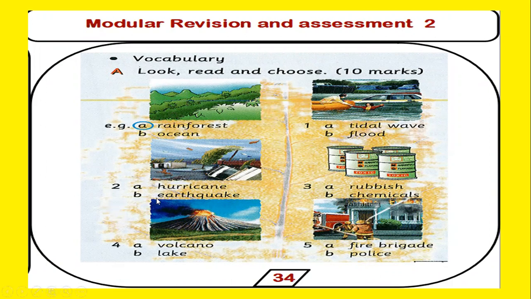Number 2, hurricane or earthquake. This is a hurricane. We can see the strong wind, so it's a hurricane, not an earthquake. Number 3, rubbish or chemicals. We can see the barrels, and this is the word toxic, so these are chemicals. Number 4, volcano or lake. This is a volcano. And number 5, a fire brigade or police. These are fire brigade. The fire brigade put out the fire. So this is a rainforest, a flood, a hurricane, chemicals, volcano, and fire brigade.